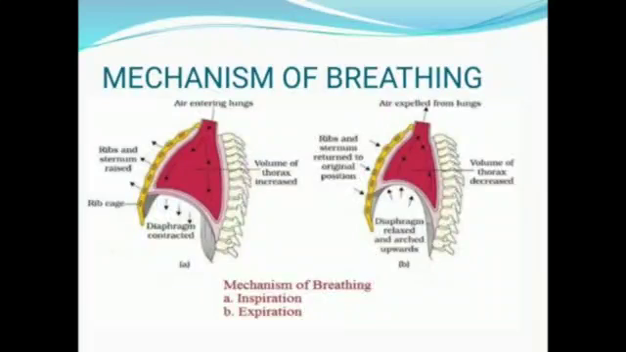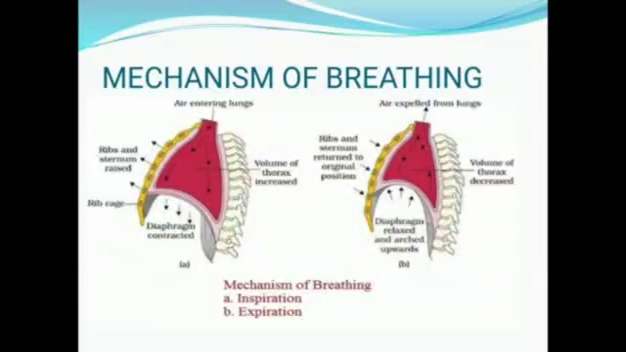During inhalation, we inhale air. When we inhale air, the ribs move up and outward. Because of that, the diaphragm moves down, and this movement increases the space in our chest cavity. After that, air rushes into the lungs. Now the lungs get filled with air.